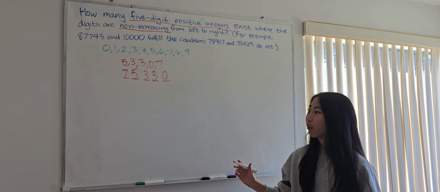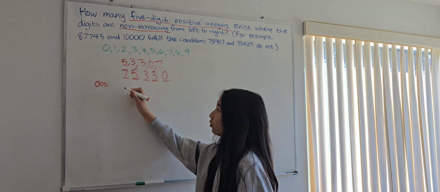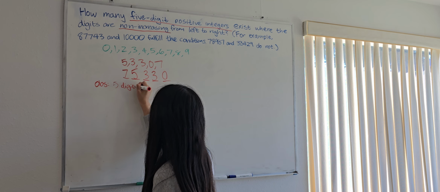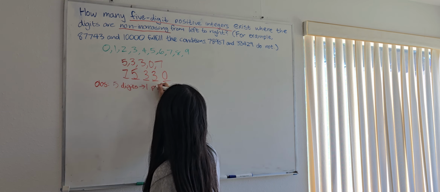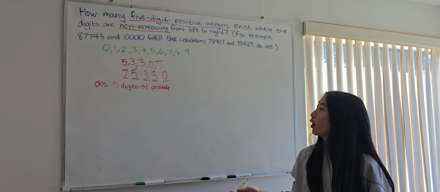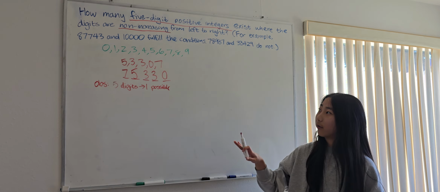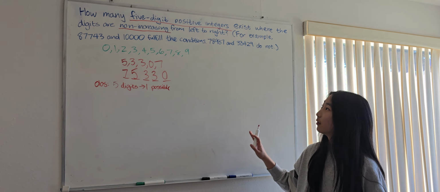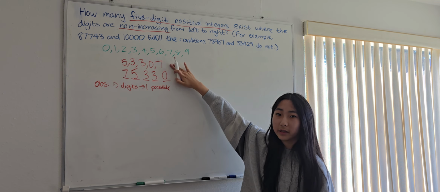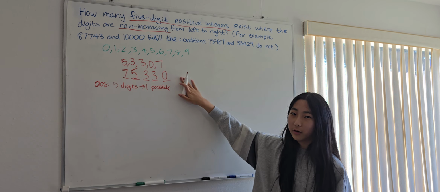This actually gives us a very important observation. This observation is that after we choose our 5 digits, we only have one possible non-increasing 5-digit positive integer that we can create. This simplifies our problem a lot. This means that instead of counting the total number of 5-digit non-increasing integers, we simply have to count the total number of 5-digit sets of digits that we can use to create exactly one non-increasing integer each.